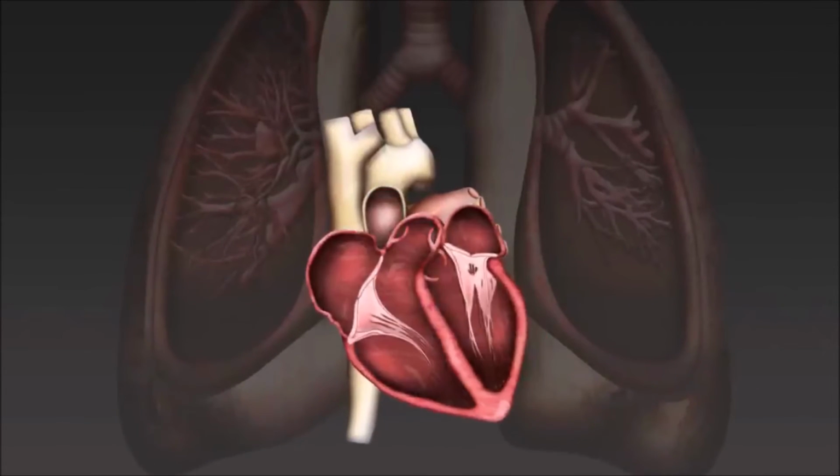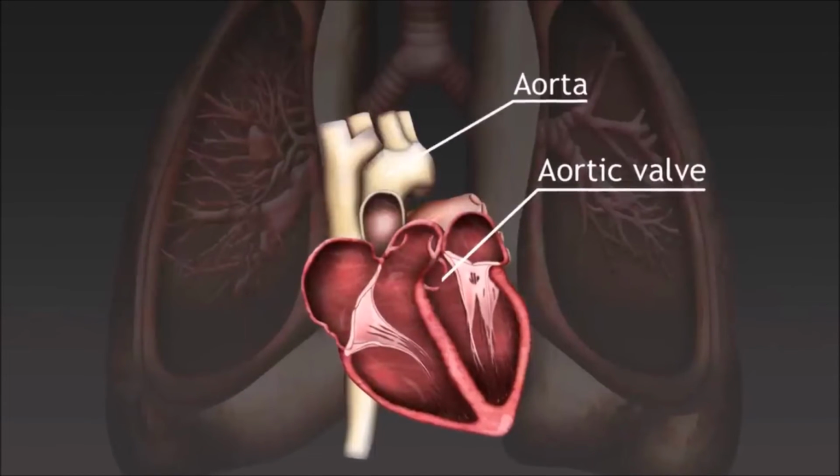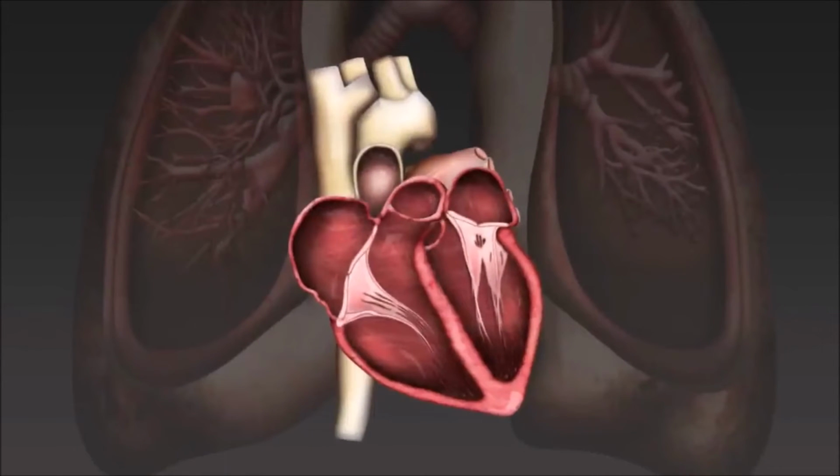Next, the left ventricle contracts, forcing the aortic valve to open, allowing blood to be pumped into the aorta and from there around the body. The aortic valve closes to prevent blood flowing back into the left ventricle, and the left ventricle relaxes, ready to accept the next intake of blood.